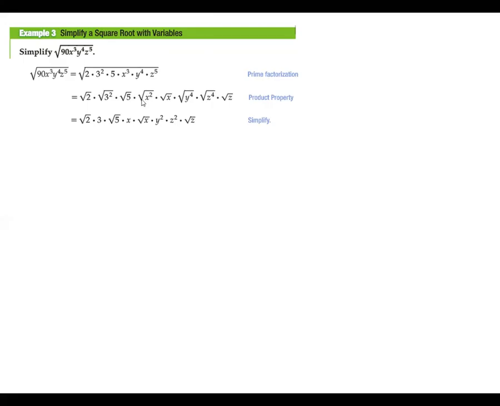This came from x cubed, which simplifies to x square root of x. Okay, so you don't need the absolute value because the original exponent was not even. Okay, square root of y to the fourth simplifies to y squared, and z to the fourth simplifies to z squared and square root z. So what's that all simplify to? 3y squared z squared x times 10x times the square root of 10xz.